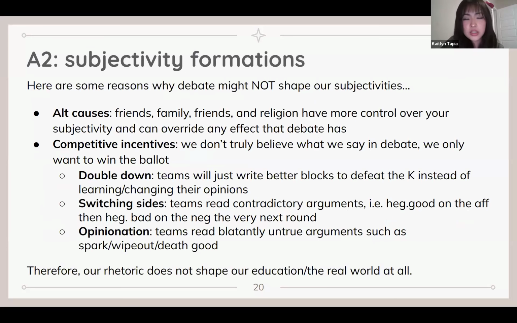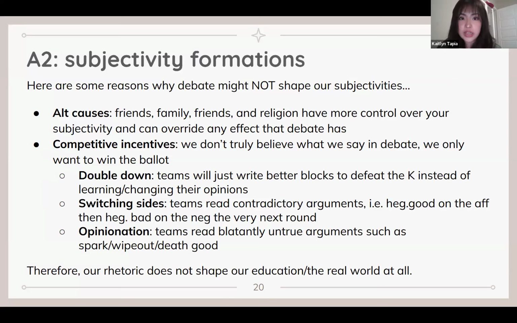Okay, I'm gonna skip the subjectivity formations page because we are running slightly low on time, and I do want to have a good chunk of time for the Q&A, just to make sure that everybody is on the same page. But the subjectivity formations page, just a brief sum up, it is basically exactly what I said earlier.